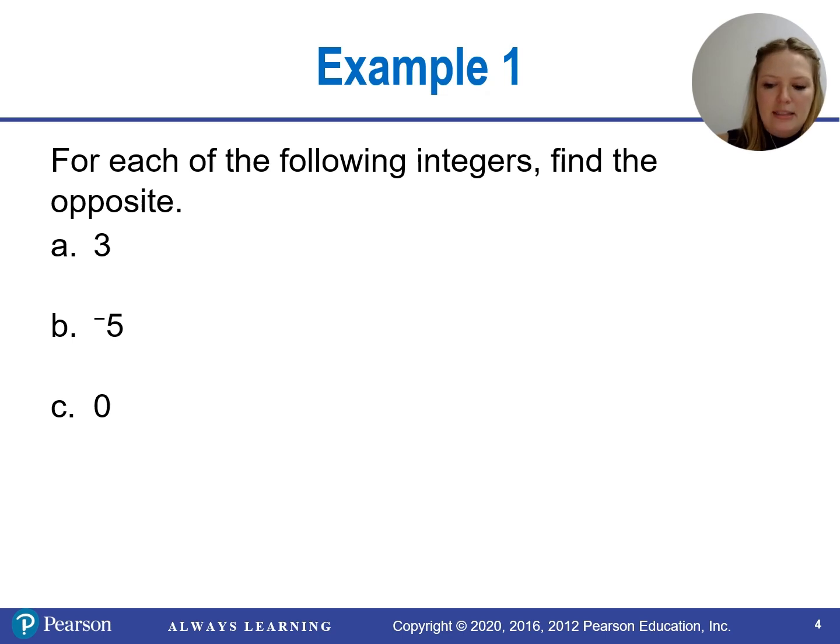So we can find each integer's opposite. So 3, I just said, the opposite of 3 is negative 3. The opposite of negative 5 is 5. And the opposite of 0 is neither negative or positive, so 0's opposite is actually itself.